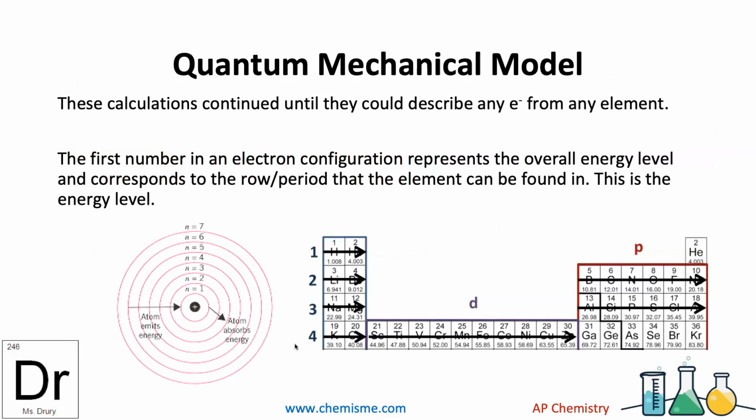So these calculations continued until we can describe an electron from any element, and the first number in an electron configuration represents the overall energy level we saw in Bohr. So Bohr had 7 levels. It also kind of corresponds to the rows, or periods, that you see on a periodic table. So if you see a valence electron for hydrogen or helium, it's going to be in level 1. Valence electrons for lithium through neon are in level 2. Valence electrons for sodium through argon are in level 3. You're getting the general gist, I hope.